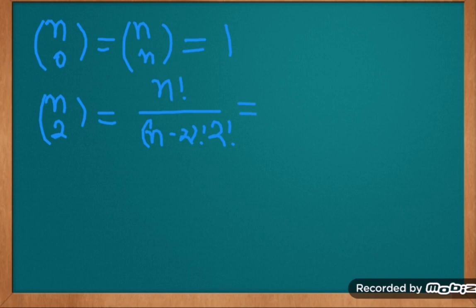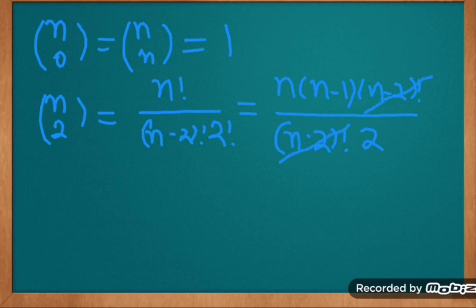Now this can be written as n into (n minus 1) into (n minus 2) whole factorial divided by (n minus 2) factorial, and here 2 factorial is equal to 2. (n minus 2) whole factorial cancels with (n minus 2) whole factorial. After that, this is equal to n into (n minus 1) divided by 2.